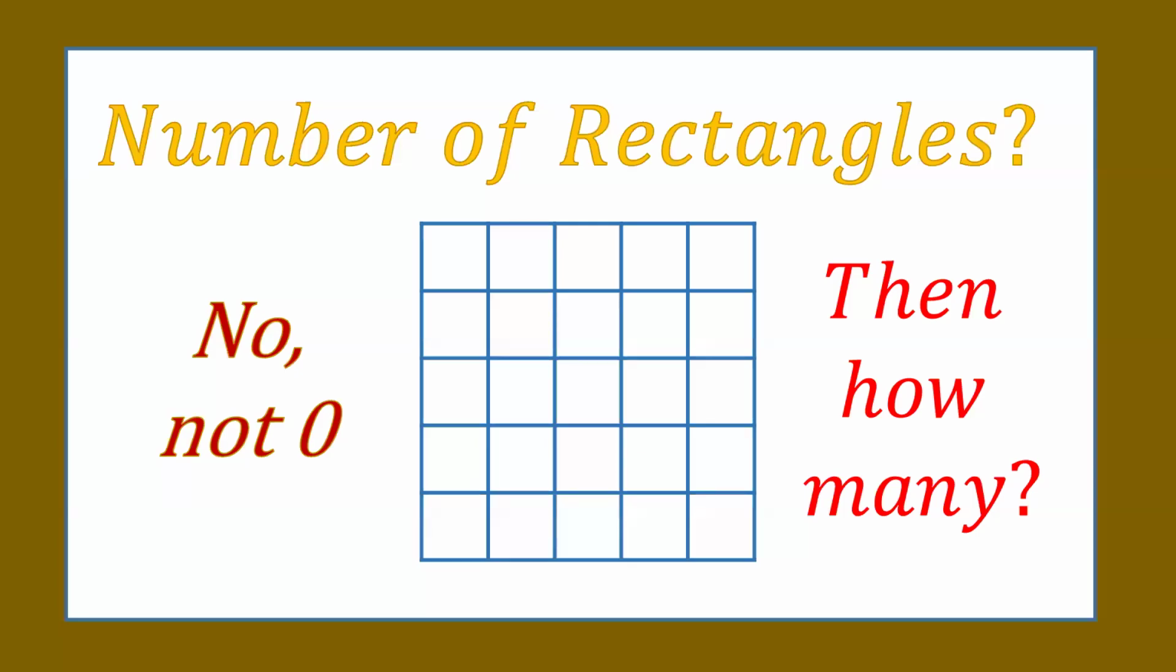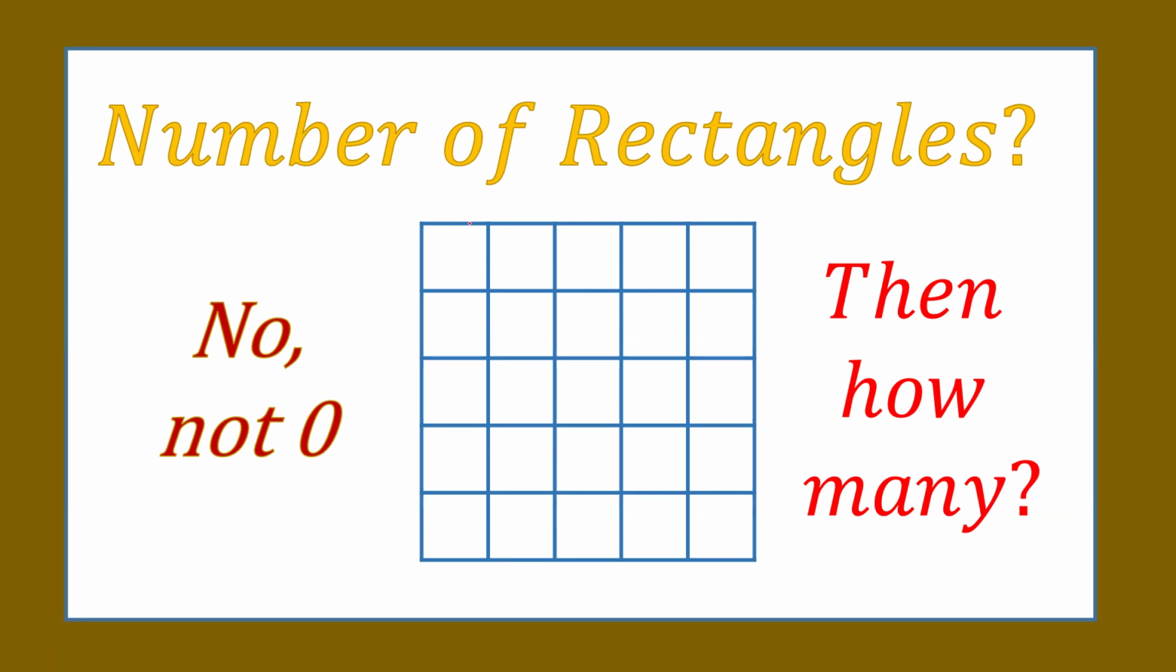Hello students, in today's video there is a 5 by 5 grid given, and we have to count the number of rectangles. You'll ask, this is a square, so why are we counting the number of rectangles, and is there any rectangle or not? Is it 0? Definitely not. There are a number of rectangles in this particular case, and let's see how to count them.